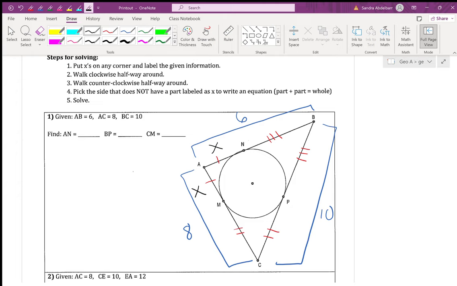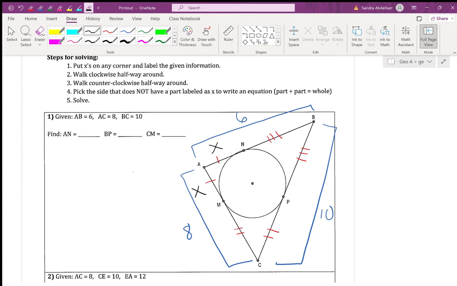Let's say AN was 2. Let's just pretend. If AN was 2, what would be the length of NB? What'd you do? 6 minus 2. Good. We all agree if AN was 2, NB would be 4. We'd do 6 minus 2, that would give us 4, right? Well, we don't know how long AN is, but wouldn't it just be the whole segment minus that portion? So it would be 6 minus X.